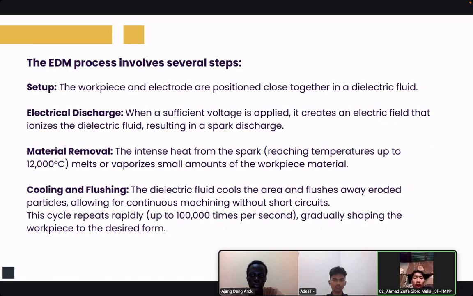Then the last step, cooling and flushing. The dielectric fluid cools the area and flushes away eroded particles, allowing for continuous machining. This cycle repeats rapidly, gradually shaping the workpiece to the desired form.